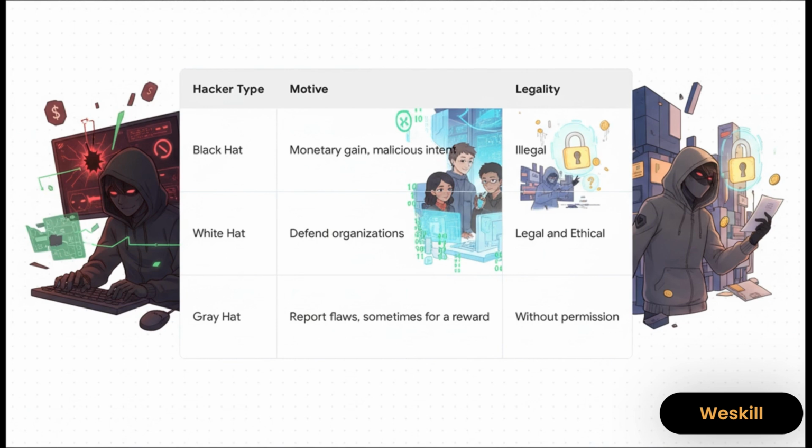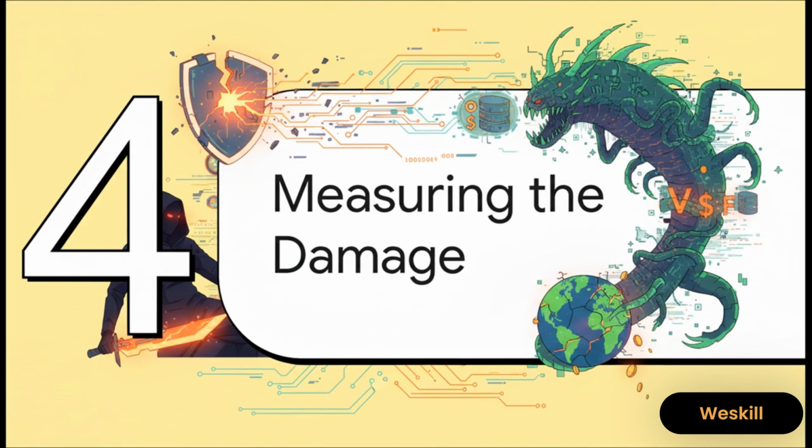But you also have white hats. These are the good guys, ethical hackers who are paid to find vulnerabilities to defend companies. And then somewhere in the middle, you've got gray hats who might find flaws without permission, but they do it to report them, maybe for a reward. So we have a weakness, we have a danger, and we have an attacker.